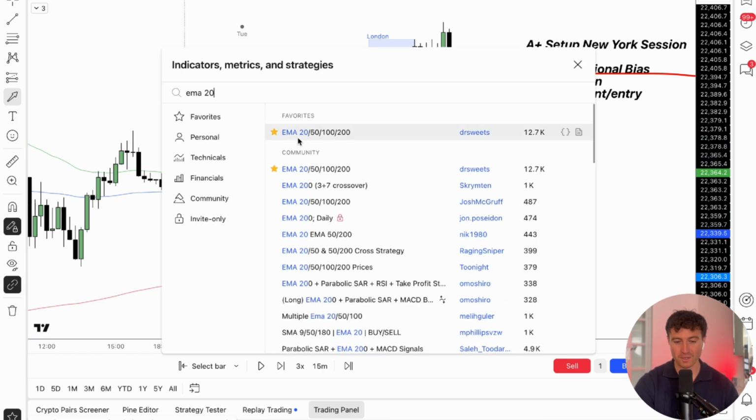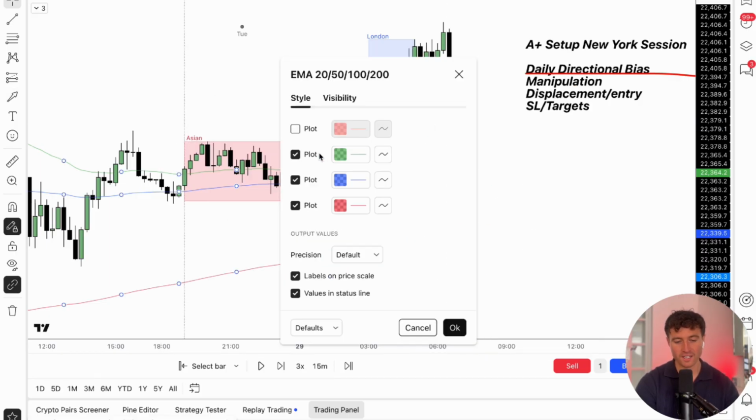You can add this to your chart by typing EMA 20, 50, 100, and 200. It's this indicator right here. When you open up the indicator, you only need the bottom three, the 50, 100, and 200. You do not need the 20, which is the top one.